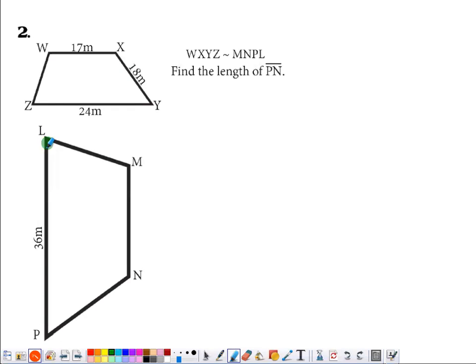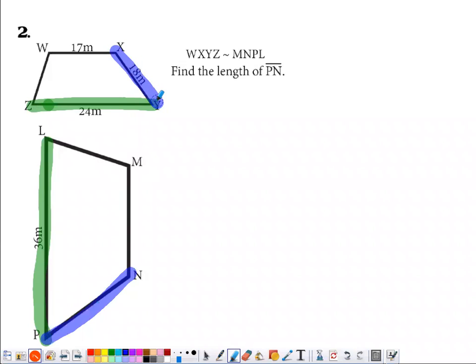All right, so if I highlight LP, a matching side is going to be ZY. PN is going to match XY. MN is going to match WX. And the last one I'm going to leave.